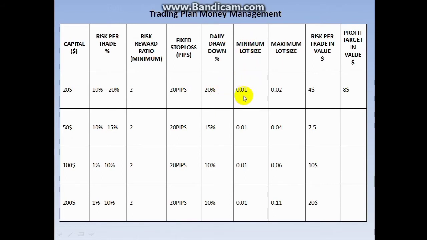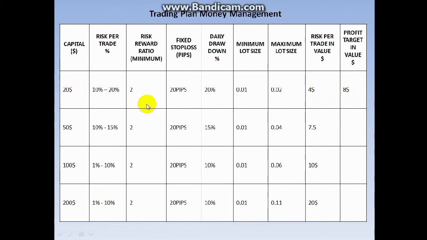Now the minimum lot size you are allowed to use on a $20 account is 0.01. This is the minimum and this is the maximum lot size. You are not allowed to use more than 0.2 lot size. Now the risk per trade in value, in other words, this is the risk per trade in percentage. You are not supposed to risk more than 10 to 20%, and 20% is the maximum. The risk per trade in value right here represents the maximum, which is the 20%. So 20% of a $20 account is $4.